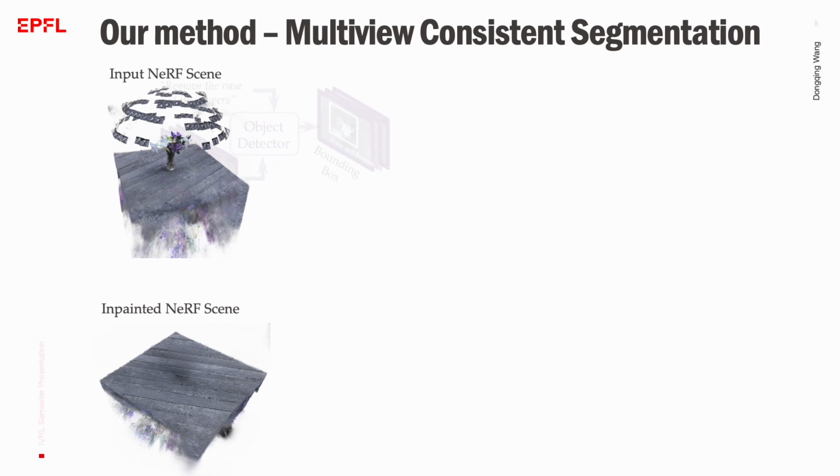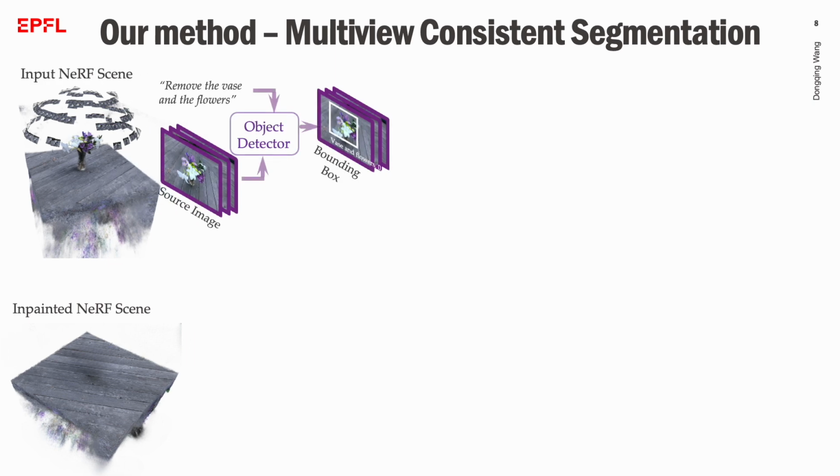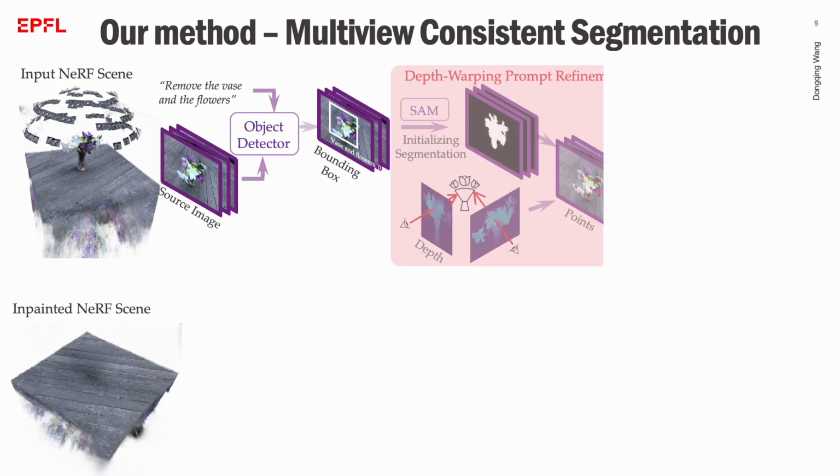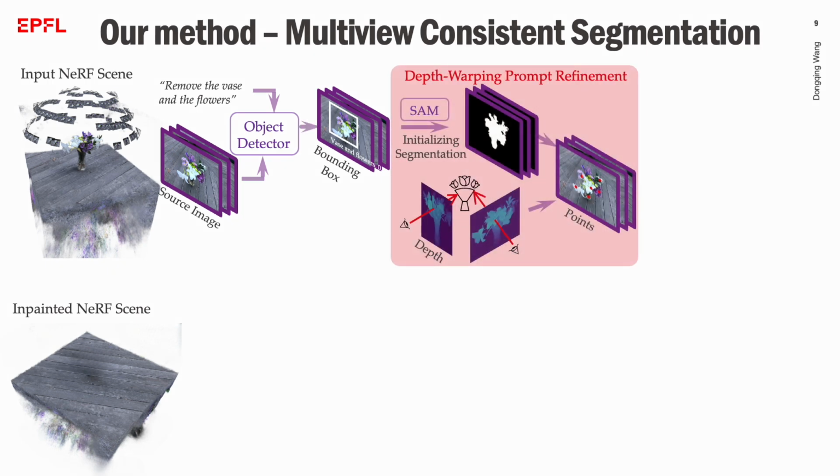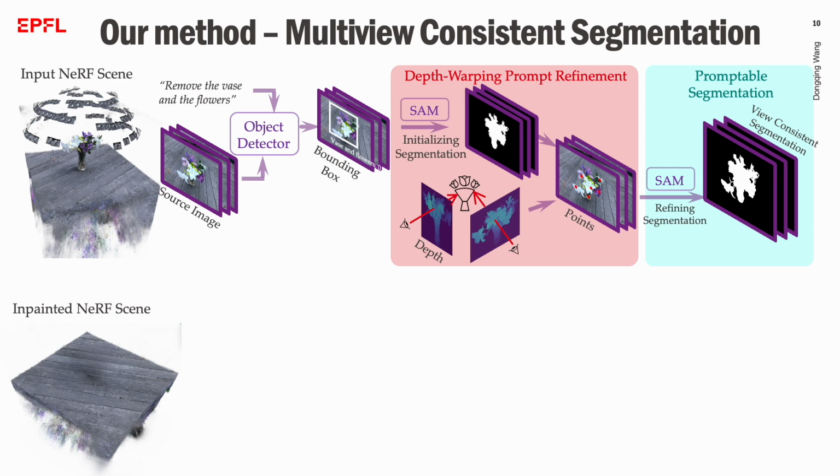Firstly, we introduce our multi-view consistent segmentation module. We initiate a set of bounding boxes with an object detector through the input text prompt and the source dataset images. We then refine the prompt used by the Segment Anything Model through the estimated depth information of the original scene to encourage a consistent segmentation of the model.